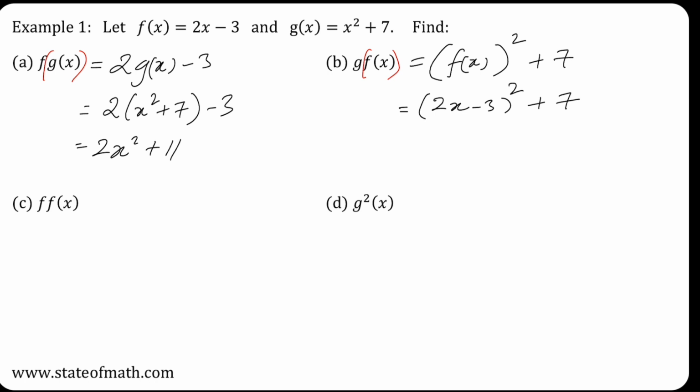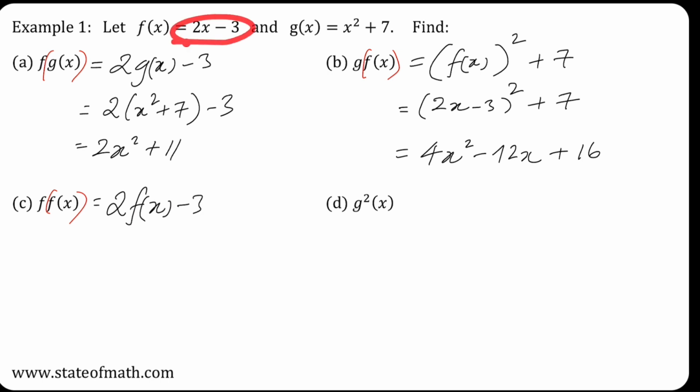Now, if you expand and simplify this, you will get 4x squared minus 12x plus 9 and then plus 7, which will give you plus 16. In part C, f is used both as the inner function and as the outer function. So in this case, the outer function takes the inner function, multiplies it by 2, and then subtracts 3. So I get 2 f of x minus 3.